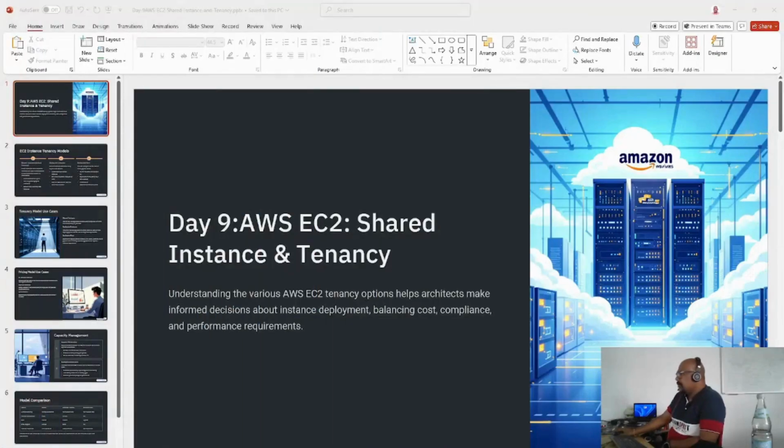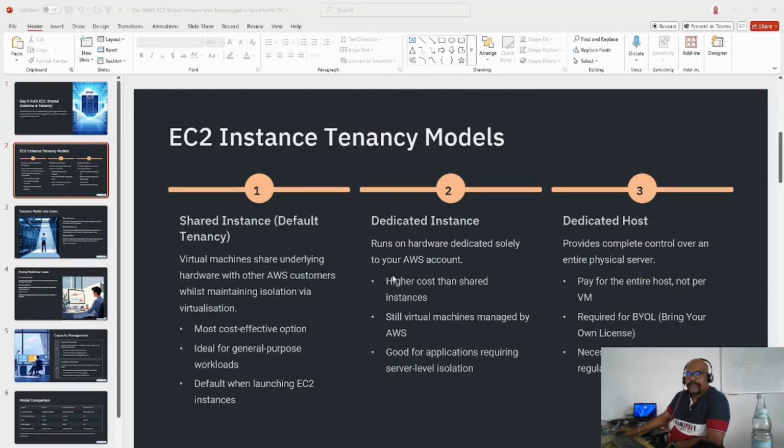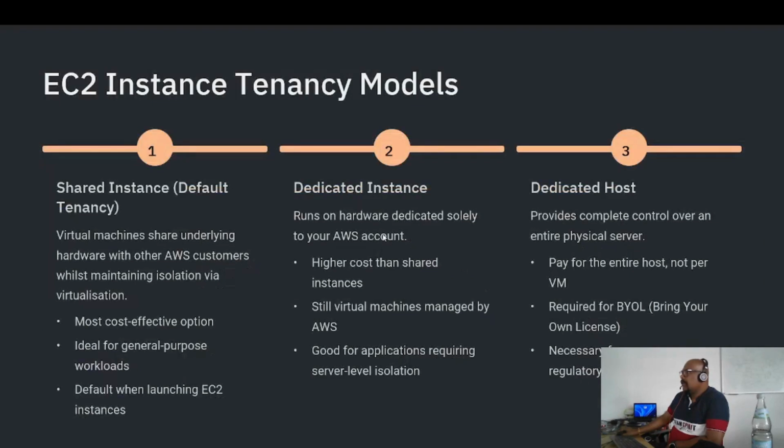Hi, good evening. Today's topic is about EC2 instances and the different types of tenancy in the advanced settings of the EC2 service. In the tenancy model, we have tenancy.